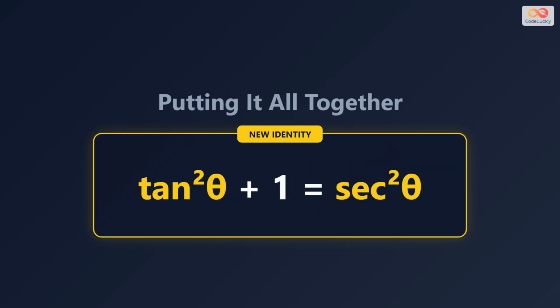When we put all those simplified pieces back together, we arrive at our new identity. Tangent² plus 1 equals secant²θ. This is a crucial formula for calculus and higher-level math.